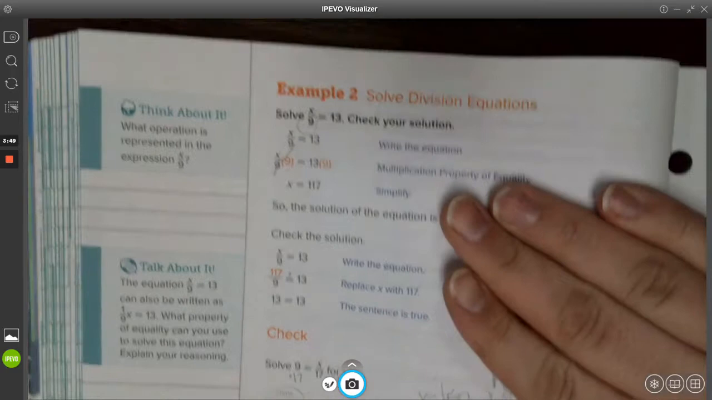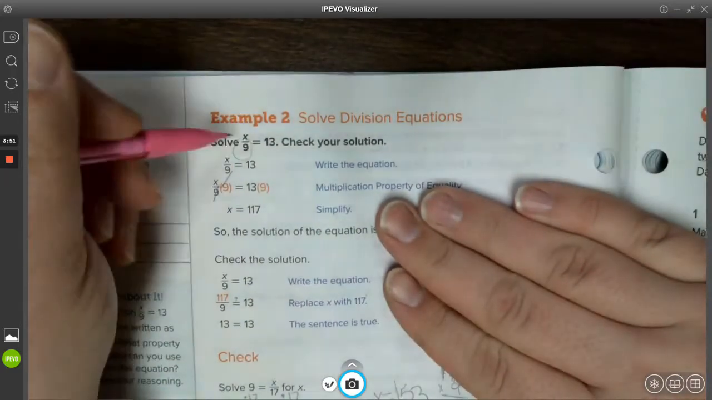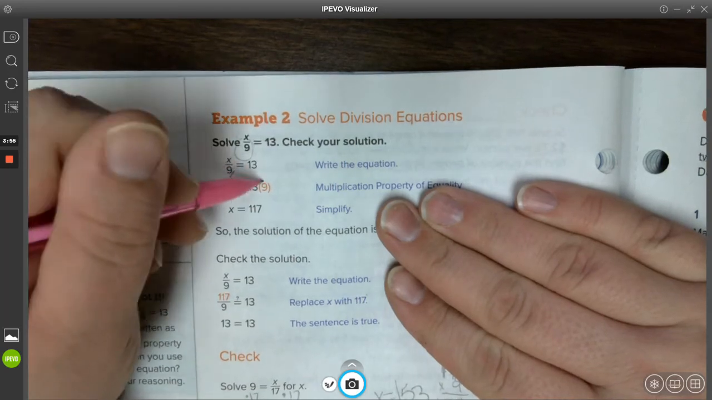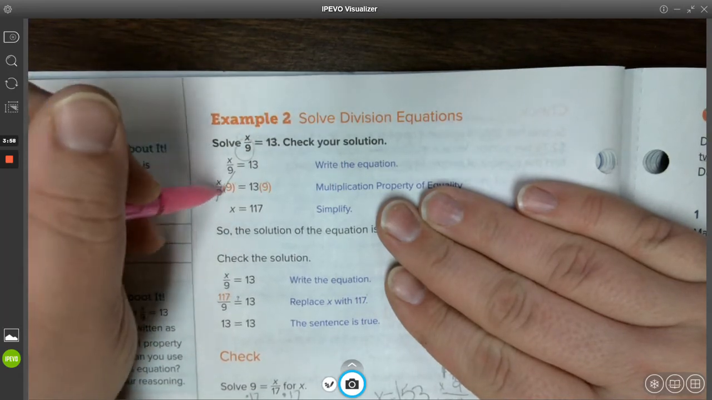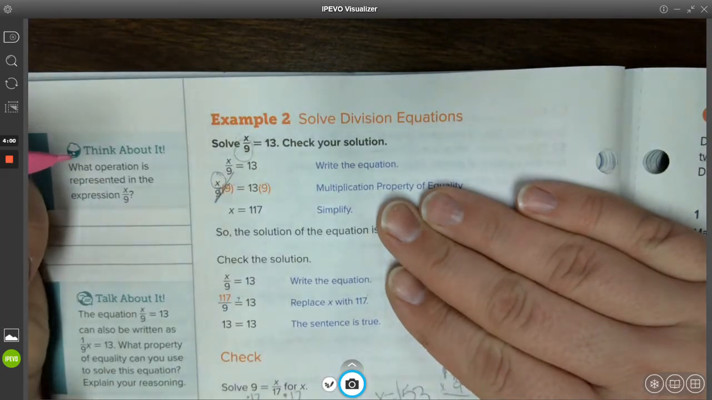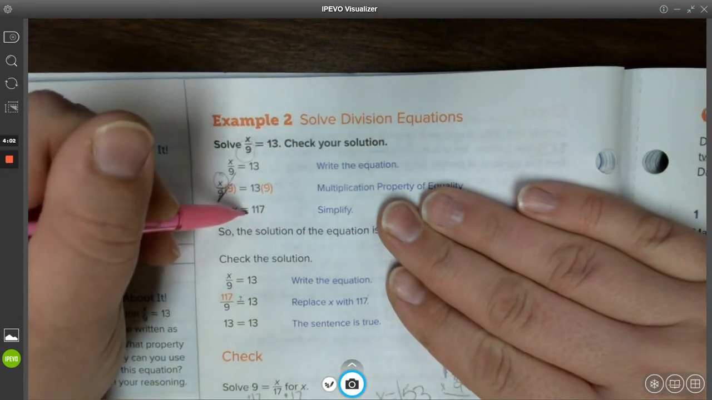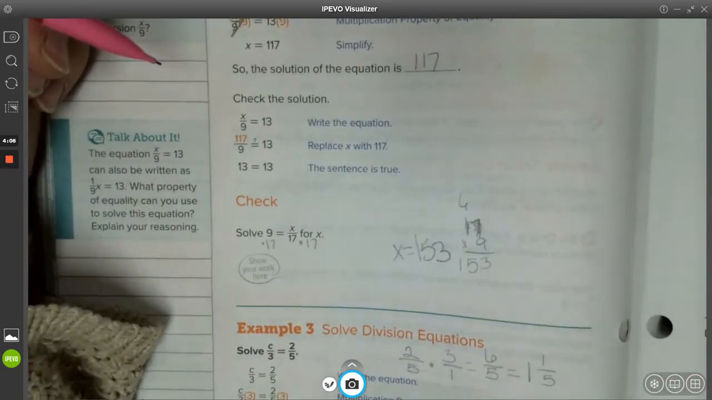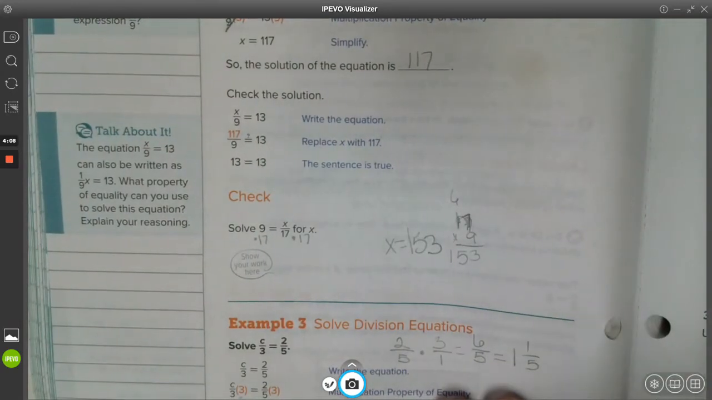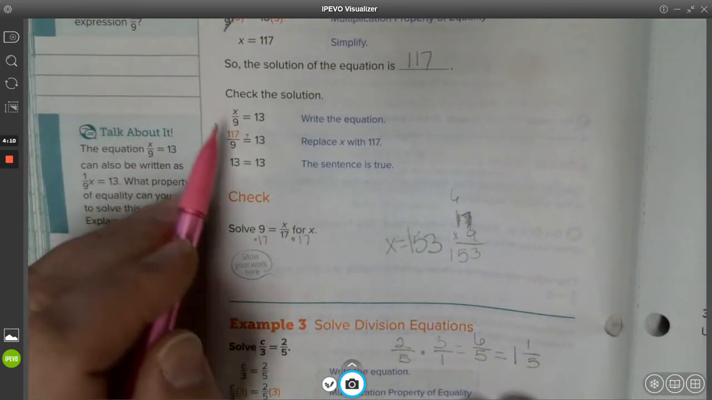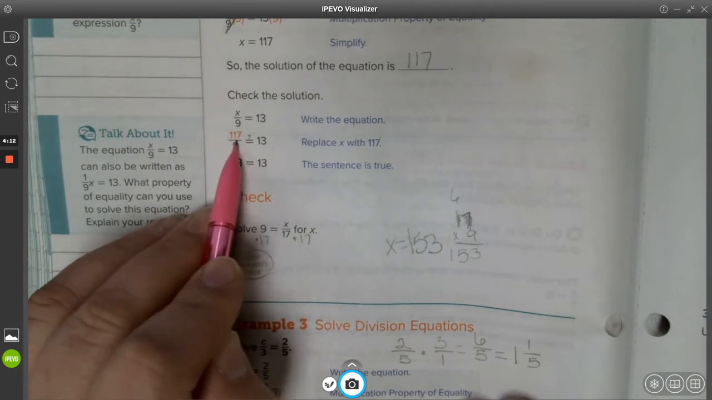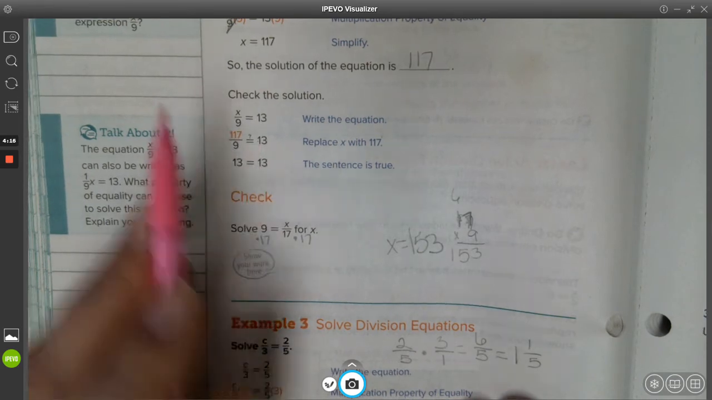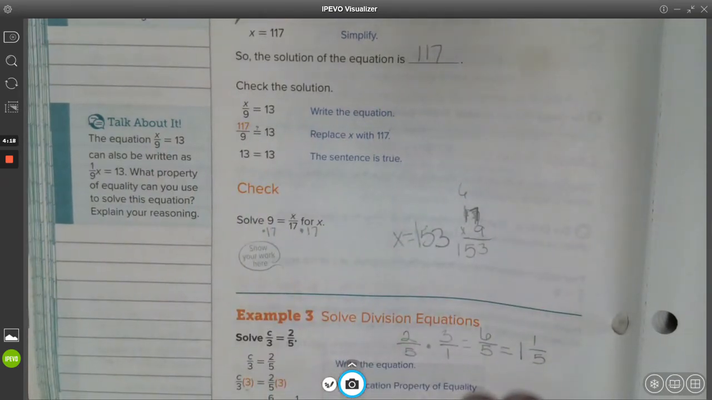Let's try that with our example 2 here. So if we have x divided by 9 equals 13, I multiply both sides by 9 to get x by itself. 13 times 9 then would be 117. We can always check our equations by putting in whatever we found as the solution back in for the variable. So I'm going to put 117 back in for the variable. If I do 117 divided by 9, I would get 13, so this works.